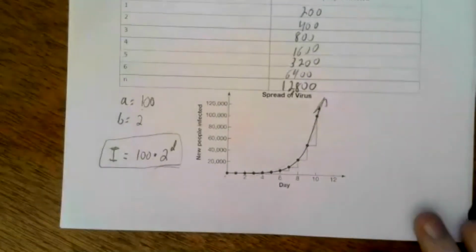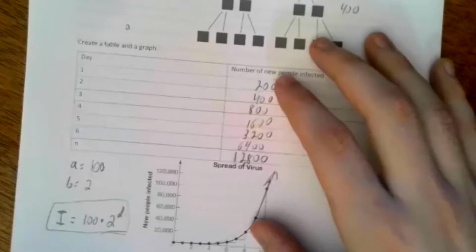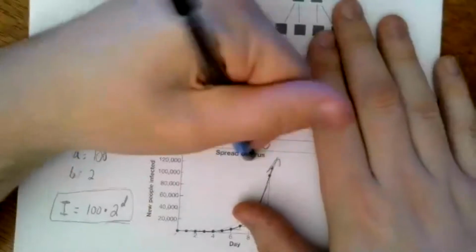Yes, I have a question. Yep. On the actual, not graph, but the fill-in part, the table. After the 6 is the N, it says N. How did you get... Oh. N is 12,800? Yeah, so that was wrong. I just thought that was the 7th day. Sorry about that.